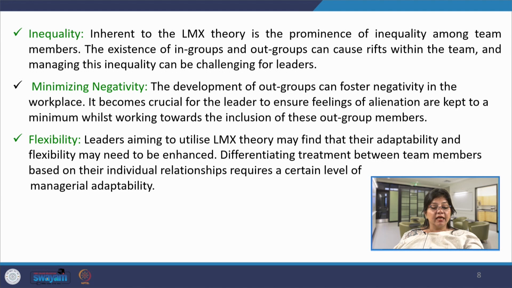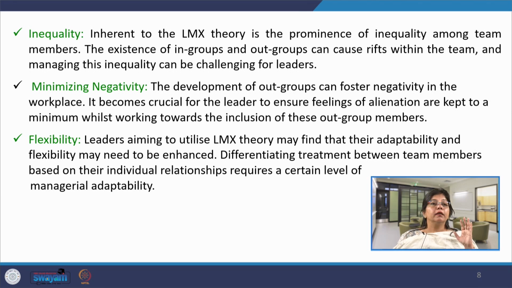Flexibility. Leaders aiming to utilize LMX theory may find that their adaptability and flexibility may need to be enhanced. Differentiating treatment between team members based on their individual relationship requires a certain level of managerial adaptability. So, here comes the foremost responsibility of the leader, that even if the leader has identified the group into two, that is in-group and out-group, the leader has to maintain that kind of connection with the out-group members while being more adaptable to the demands of the out-group members.